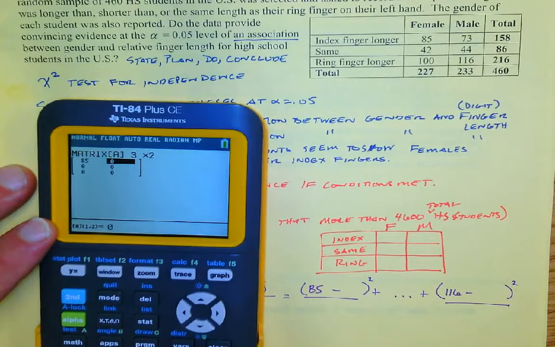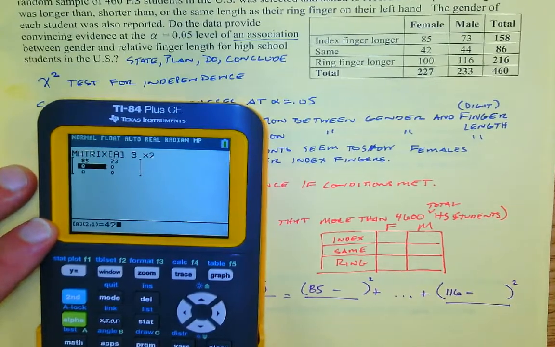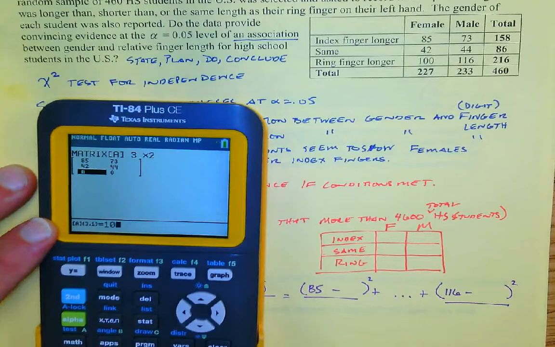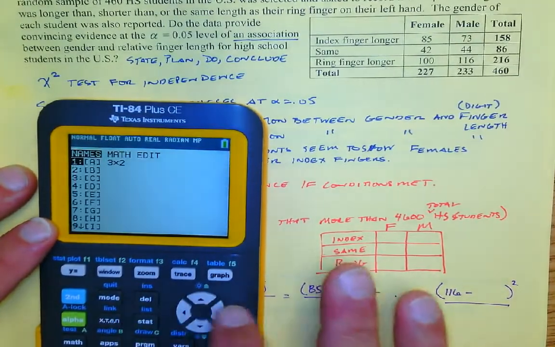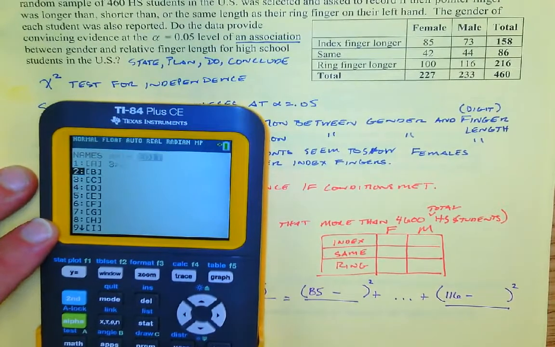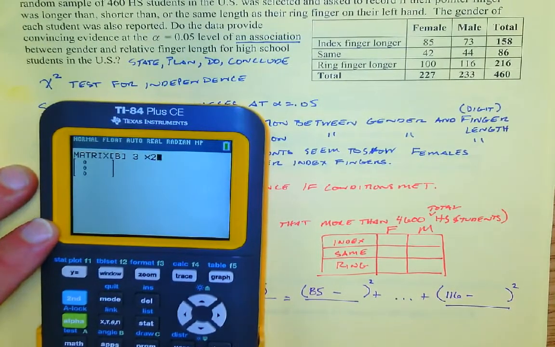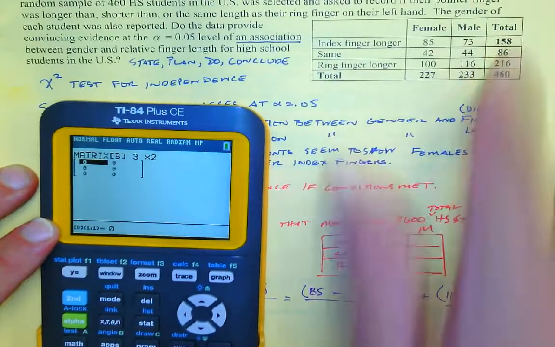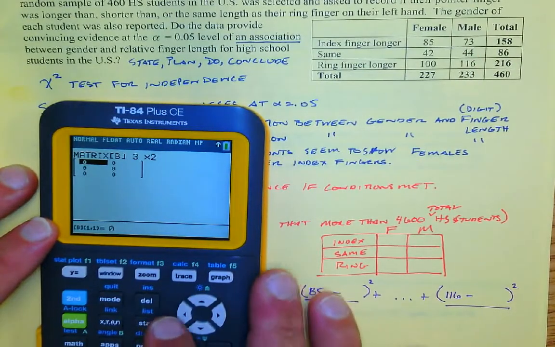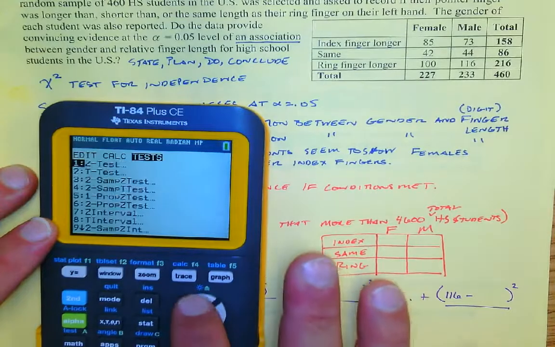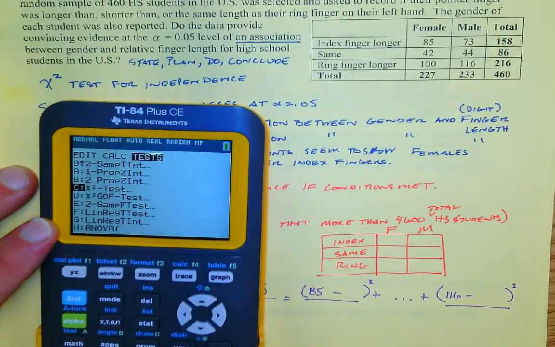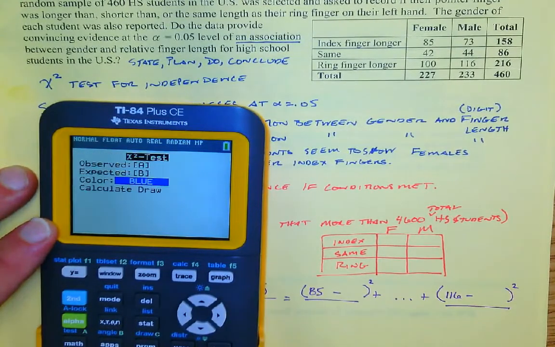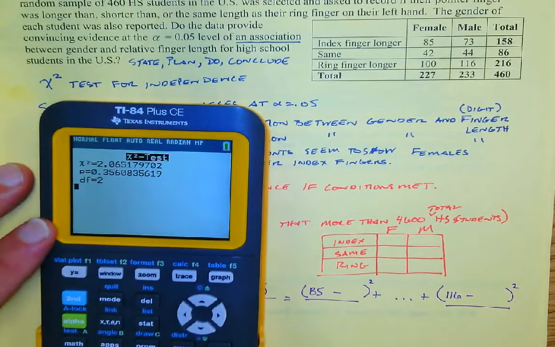Are you putting the information in the matrix? We have 85, 73, 42, 44, 100, 116. Go to matrix B, and make sure that we edit matrix B to be the same size. That is a 3 by 2 matrix, 3 rows, 2 columns. Then we're going to come over here and do our chi-squared test. Same thing as homogeneity. Run through the chi-square test, observed, expected, A and B, and there we have our chi-squared.